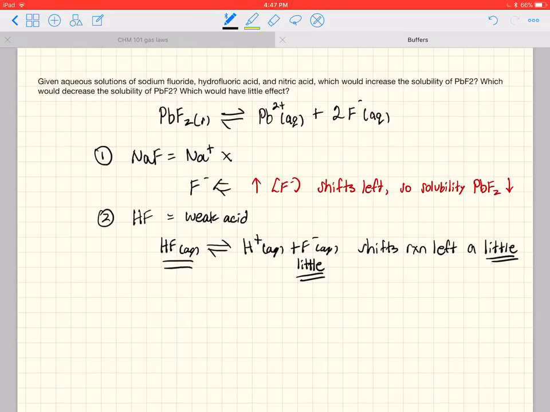Large amounts of fluoride would shift it to the left a lot. Little amounts of fluoride would shift it to the left just a little bit. Let's continue thinking about this problem.